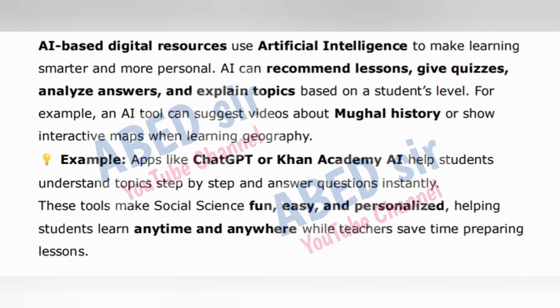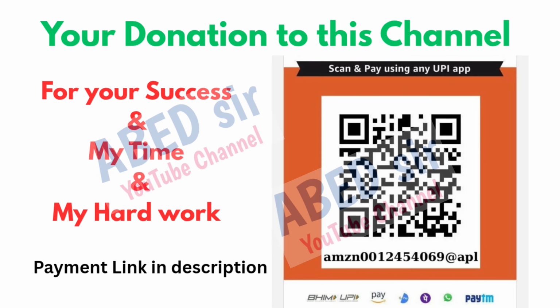Example: apps like ChatGPT or Khan Academy AI help students understand topics step by step and answer questions instantly. These tools make social science fun, easy, and personalized, helping students learn anytime and anywhere while teachers save time preparing lessons. Next, Unit 7. Long questions.